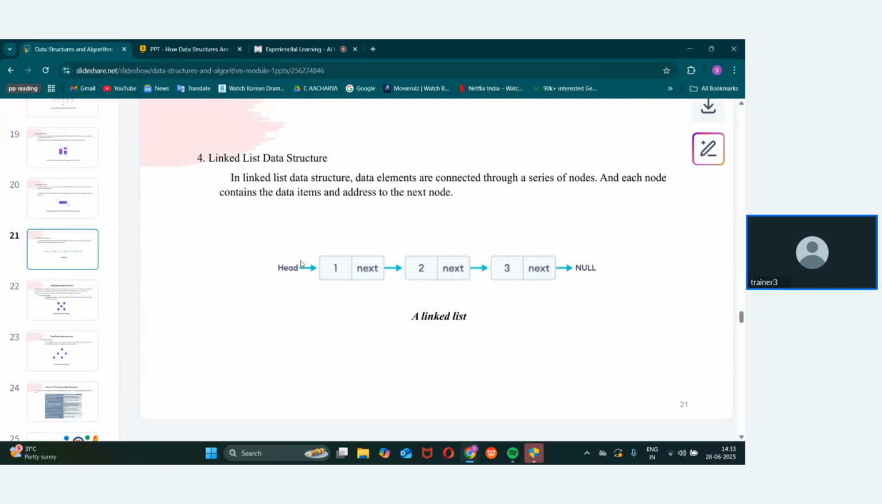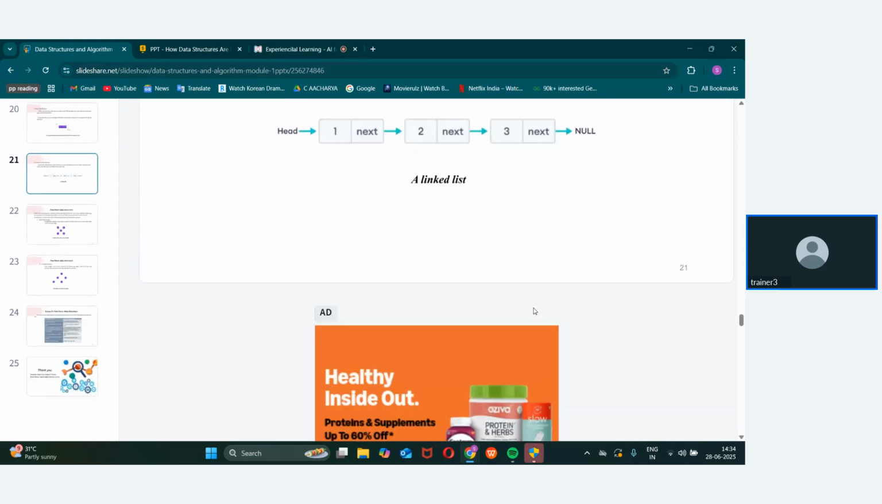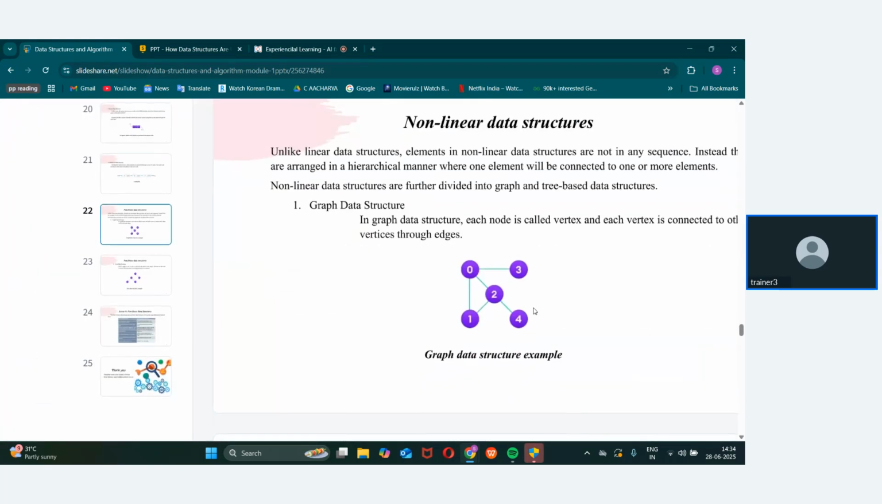We also have circular linked list, where everything is connected to each other. This last node will be connected to the first node, and the first will be connected to the last. This is all about circular linked list. So, this is all about the linked list data structure.